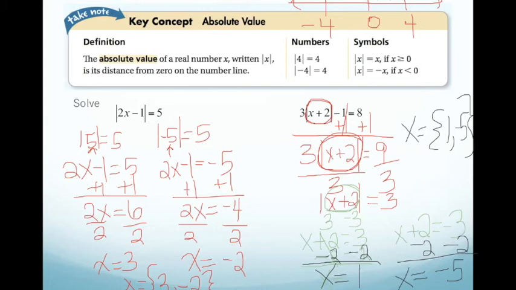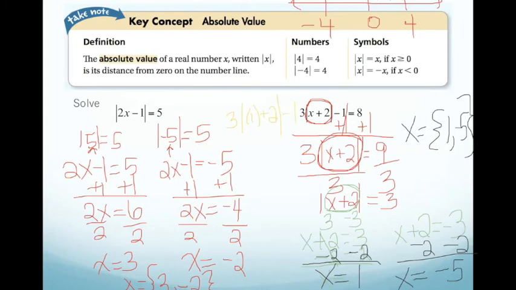Now, what does that mean? That means that if I substitute 1 in for x, I'll get a true statement. If I substitute negative 5, I will also get a true statement. So let's look at what that looks like. What happens if I substitute 1 in for x? Then I would have 3 times the absolute value of 1 plus 2, minus 1.